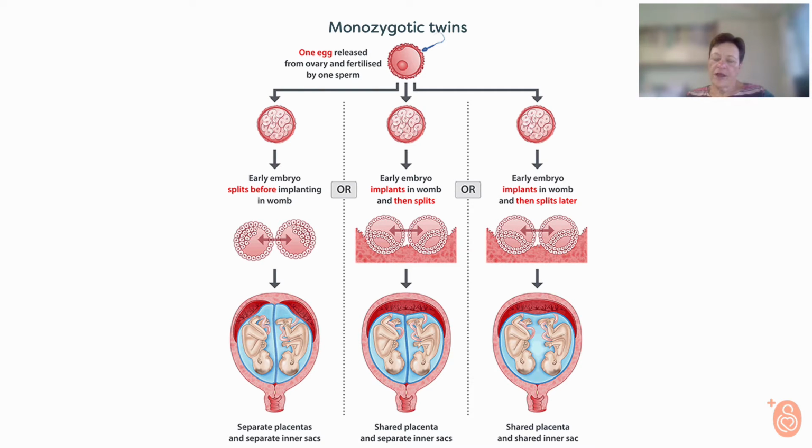If this early embryo implants in the womb and then splits, we find that the two of them share a placenta, but they have two separate inner sacs. They have their own membranes, and they have their own bags of liquor, if I can call it like that. Or the other alternative is that this embryo implants in the womb and then splits later. So here we also have one placenta, like in this case, but we have only one inner sac. We have one total bag of membranes, if I can call it like that, and they share their bag of membranes. And this is usually in one of these two cases that we experience the problems.